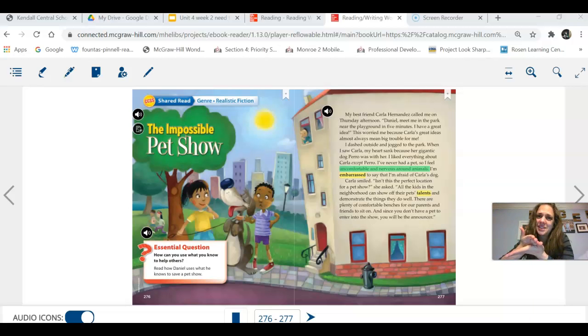I'm going to pause there. I just read what the character said, our narrator. And the narrator used the words uncomfortable and nervous. That shows me what the narrator, this narrator is a character in the story, thinks and feels. So let's record that on our graphic organizer.